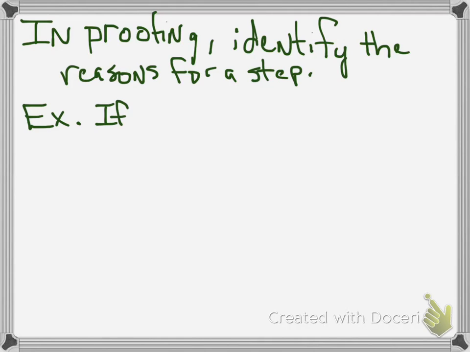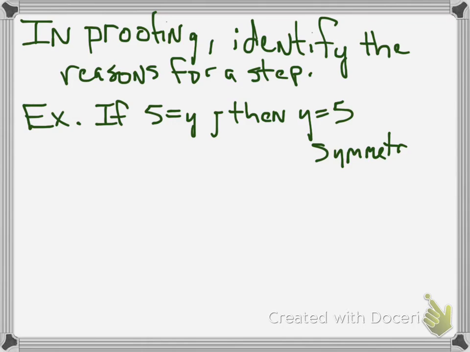So in proofing, we want to identify the reasons for a step. For example, if I said 5 equals y, then y equals 5. I'm able to do that because of the symmetric property, where I'm allowed to switch things.